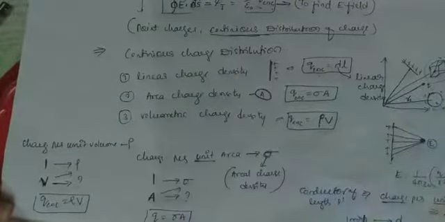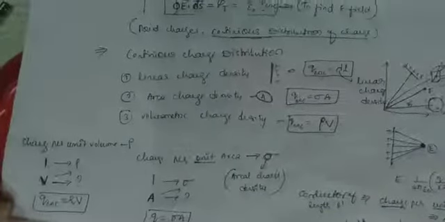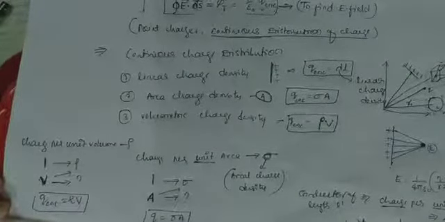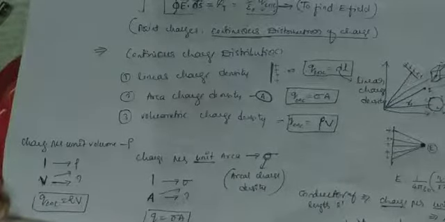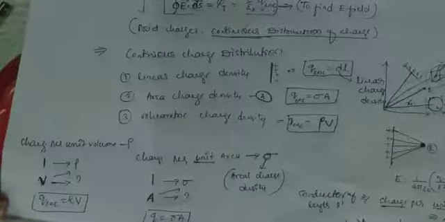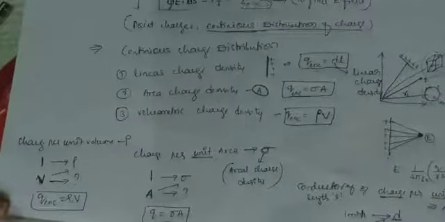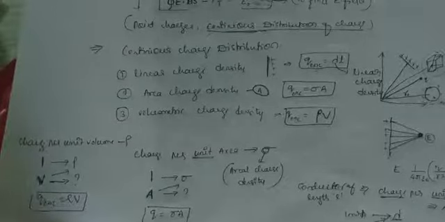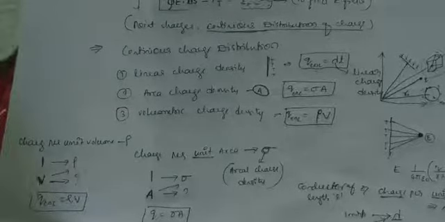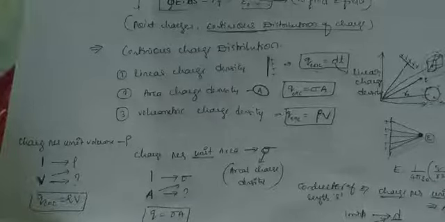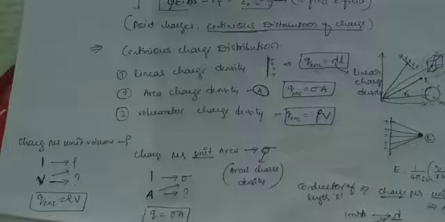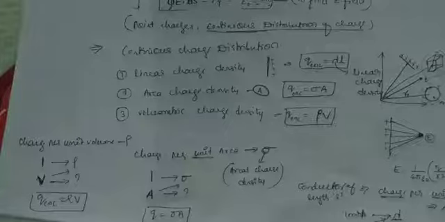Now we have so many applications of the Gauss theorem. First, I am using a point charge. By Coulomb's law also we can find the electric field. We already know from Coulomb's law that the electric field due to a point charge is 1 by 4 pi epsilon naught q by r square. Now we can find the electric field due to that point charge by the Gauss theorem.